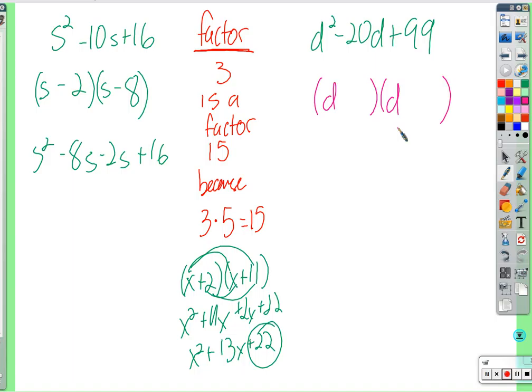All right, we're looking for two numbers that, just like this, 2 times 11 is 22, and this one, negative 2 times negative 8 is positive 16. Here, this number times this number needs to be 99. Not a lot of ways to make 99, right? What numbers multiply to make 99? 11 and 9. Is there another possibility?